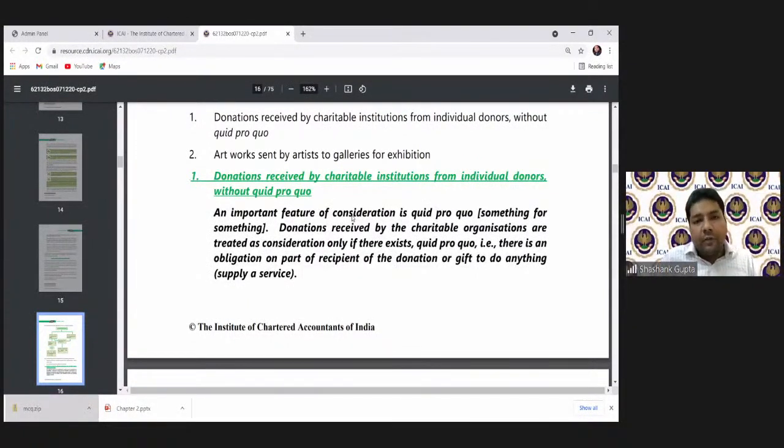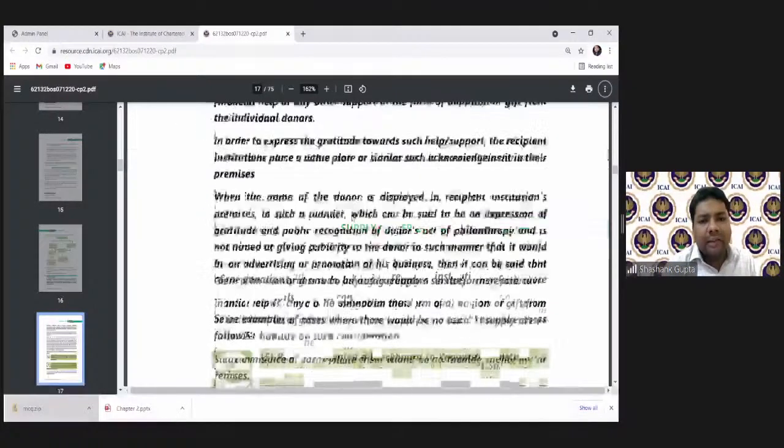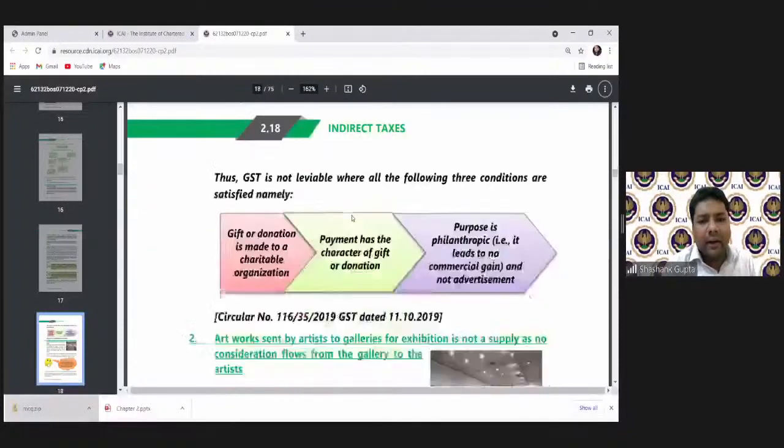A question arose whether that can be covered within consideration. And the law said that cannot be considered as consideration because there is no marketing happening over there. It's simply a donation given by one person for the genuine benefit of the charitable institution. Okay, so this is very easy. You can just go through it and you'll get to the gist of it.